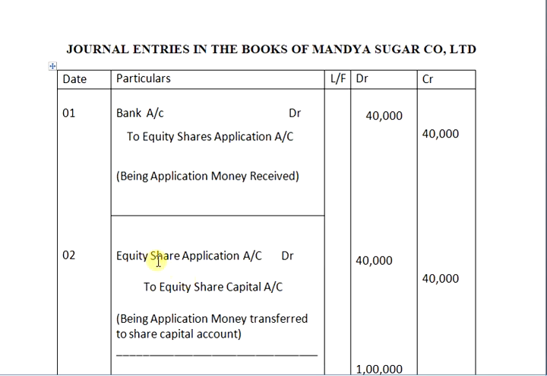So automatically what happens there? Equity share application account debit to equity share capital account. The overall full amount 40,000 we are transferring here. So on application we have two transactions. Bank account debit to equity share application account for the receiving of the amount. Next, transferring of the amount: equity share application account debit to equity share capital account, the 40,000 and 40,000.